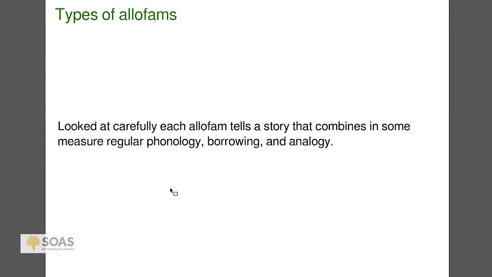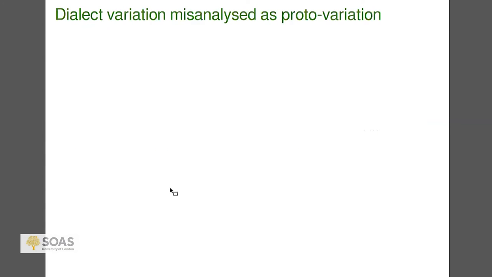So looked at carefully, we think each allofam tells a story that combines in some measure regular phonology, borrowing, and analogy. So we're back to basics. In the history of language, there is phonology, borrowing, and analogy. So let's just try to stick with those and not bother with word families. So now we'll go through examples of different phenomena, both looking at an Indo-European case and looking at a Sino-Tibetan case that has been analyzed as a word family that we propose should be analyzed along the lines of the Indo-European example.